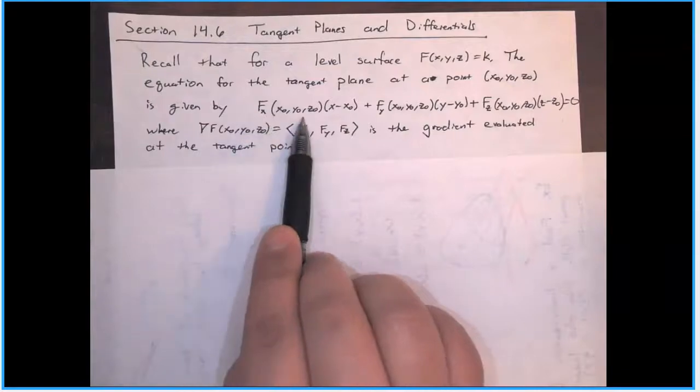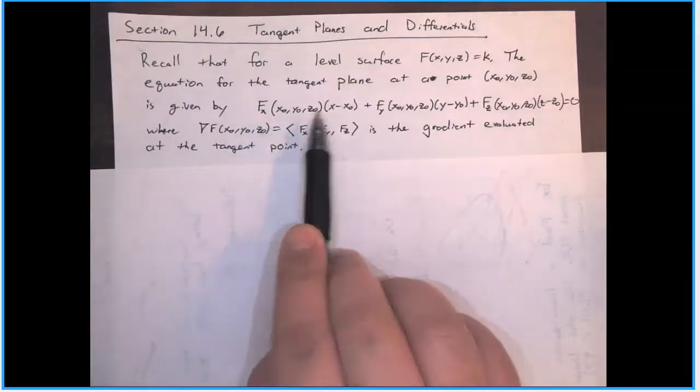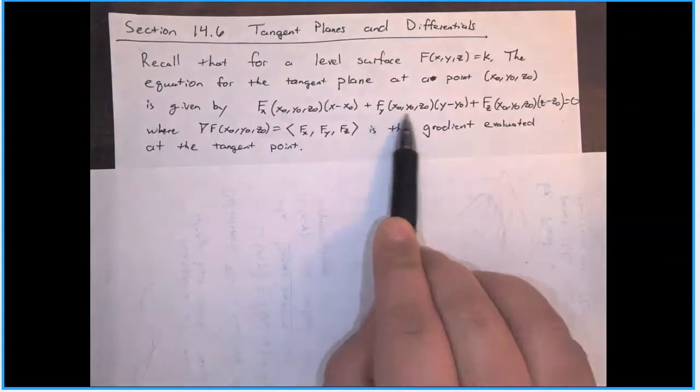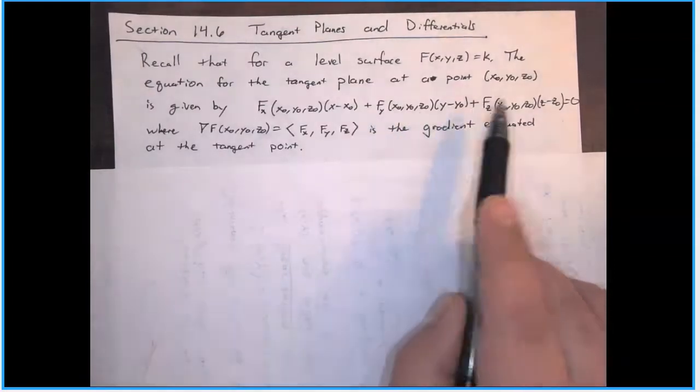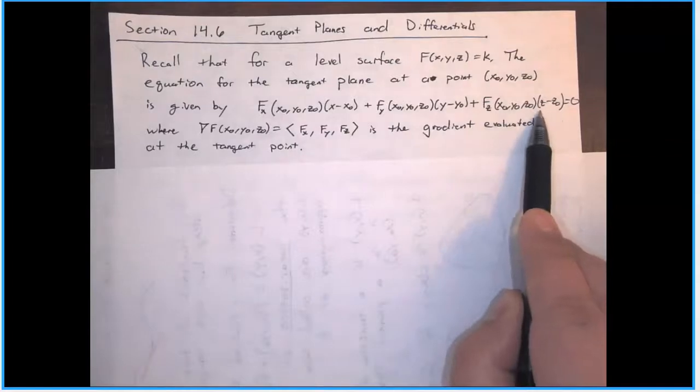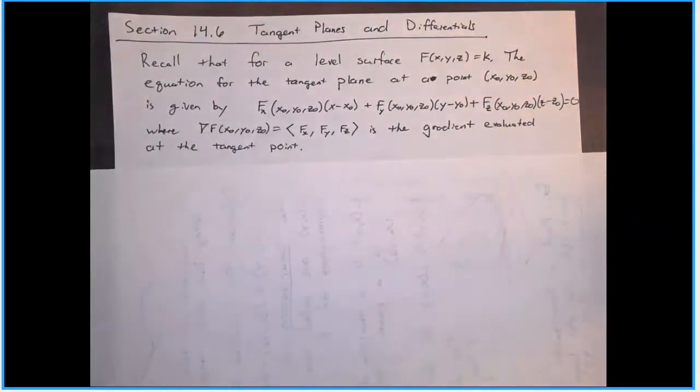Right? So it's the partial derivative with respect to x at the given point times x minus x naught, plus the partial derivative with respect to y at the fixed point times y minus y naught, plus the partial derivative with respect to z at the fixed point times z minus z naught. So that we saw in the last lesson.